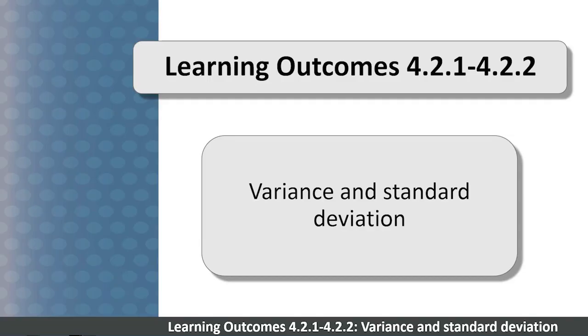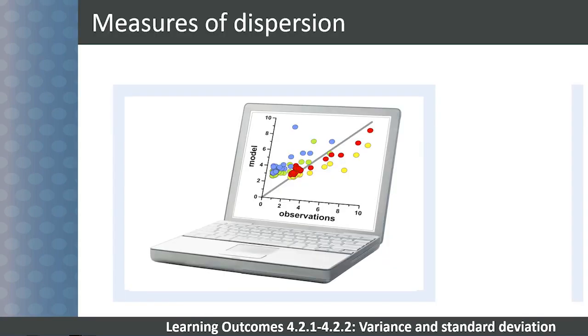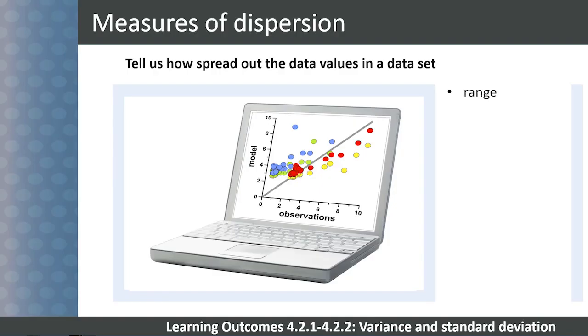Learning Outcomes 4.2.1 to 4.2.2, Variance and Standard Deviation. Measures of dispersion give us information about how spread out the data values in a data set are. Students should already be familiar with several measures of dispersion. The range is the simplest measure of dispersion. It is the difference between the minimum and the maximum values in a data set. However, the range doesn't tell us how individual data values are distributed.